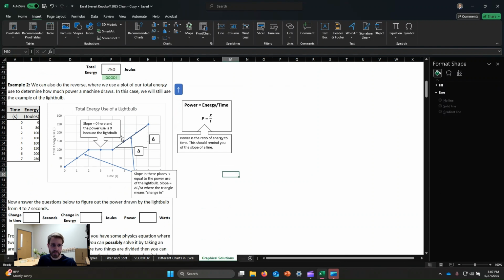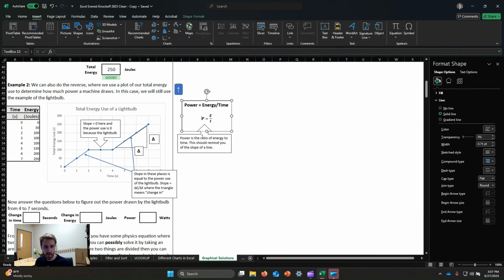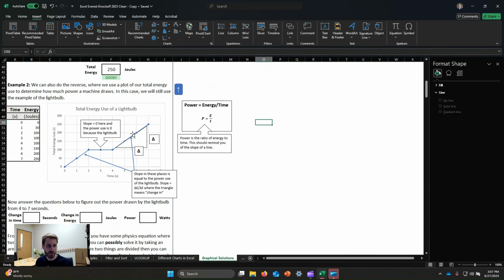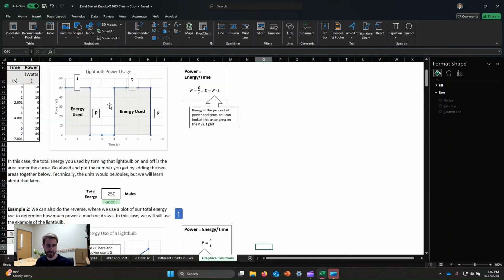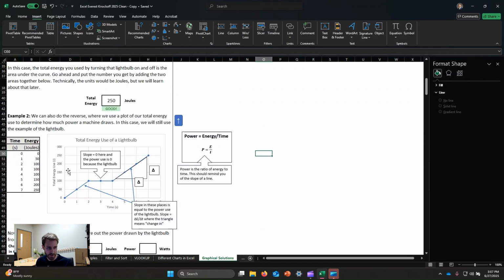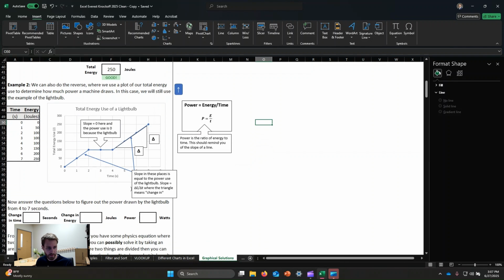Okay, and that is not all. We can go the other direction too. So let's say that we had measured energy use of a light bulb and we wanted to know about power. So in this case, we'll use the inverse of that relationship. Power is energy divided by time. And on a graph, this looks like the slope. So this is the same information as up here, but measuring energy use instead of power.